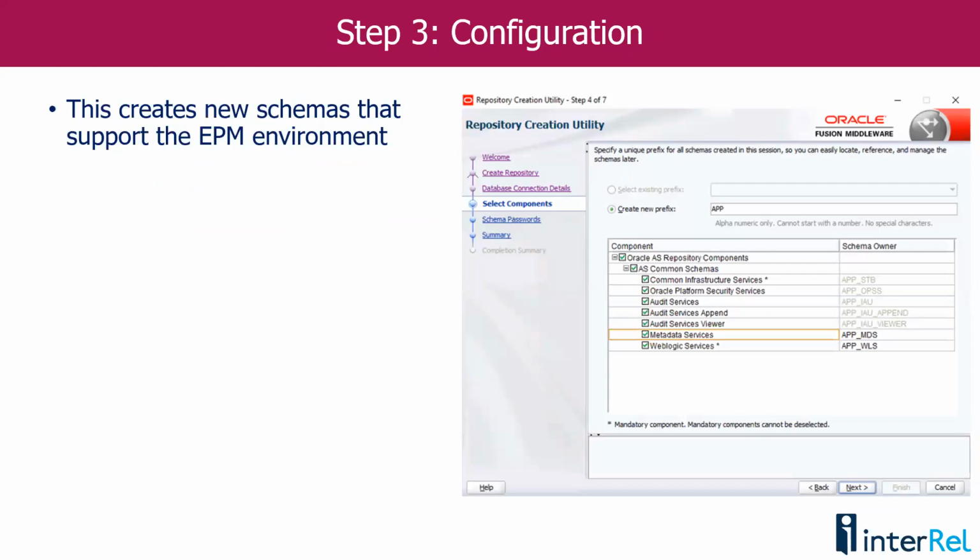And this is just showing you some of the schemas that the RCU creates. As you see on the right, you will give them a prefix for that particular machine, and then it will do its job in creating the schemas for that particular machine in the RDBMS.